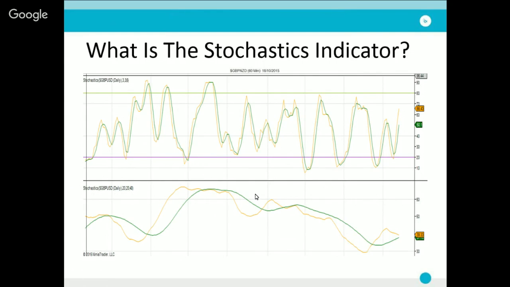So that's the bottom line to the indicator. It's measuring momentum in the market by looking at recent closes relative to a high-low range over a certain period, and it's signaling momentum as being either overbought or oversold or somewhere in between.